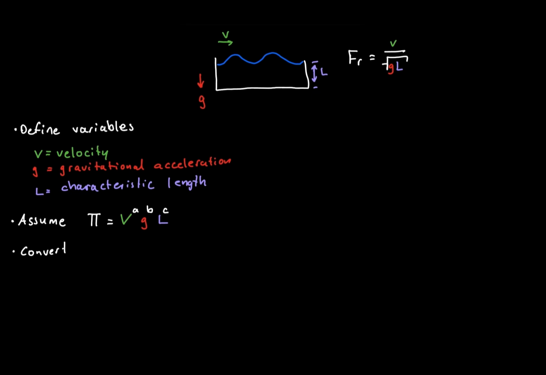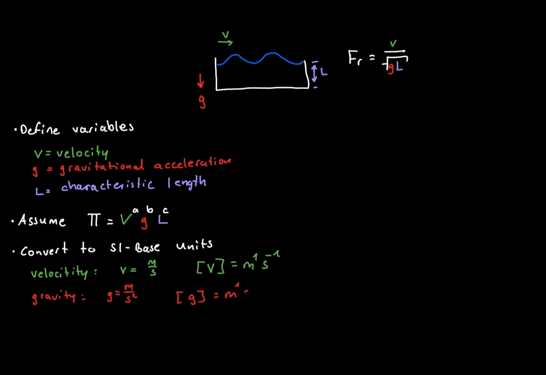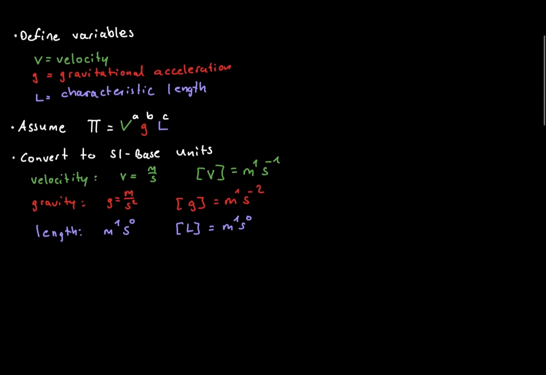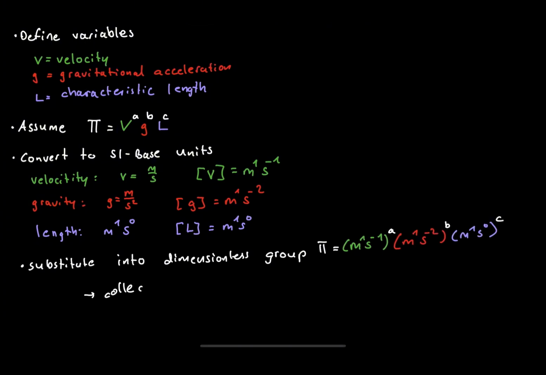Next, we convert every variable into SI base units. Velocity is meters per second, gravity is meters per second squared, and length is simply meters. Substituting these units into the dimensionless group and collecting powers gives meters raised to A plus B plus C times seconds raised to negative A minus 2B.